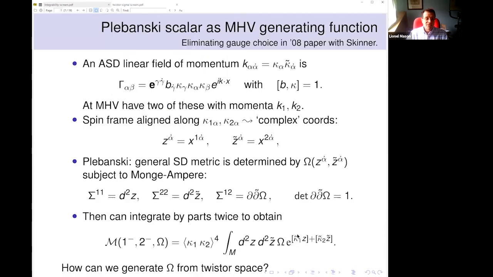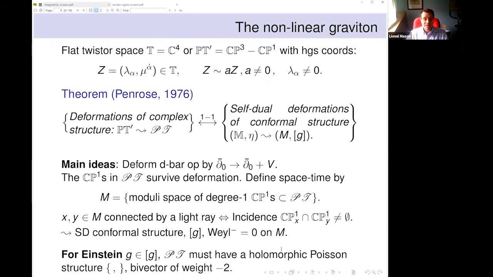What's intriguing here, though, is that we're now thinking about this omega as part of full Einstein gravity, albeit in this restricted sector.